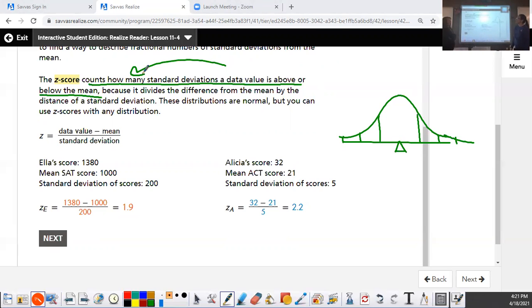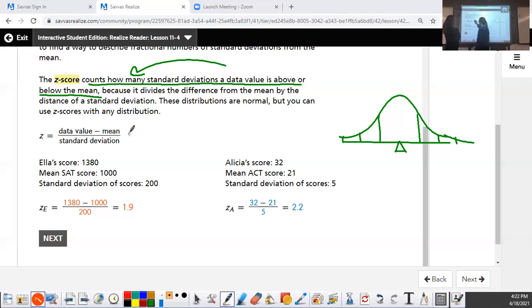The first thing you do is figure out how far away from the mean your number is. So for example, 1380 minus 1,000, because 1,000 is the mean. She beat the mean by 380 points. Then since the standard deviation is 200, that was 1.9 standard deviation jumps forward. Same thing with Alicia: 32 minus 21 is 11. Then 11 divided by 5, because we want to know how many groups of 5 are in 11. That's 2.2.